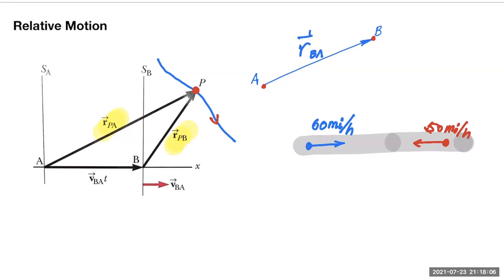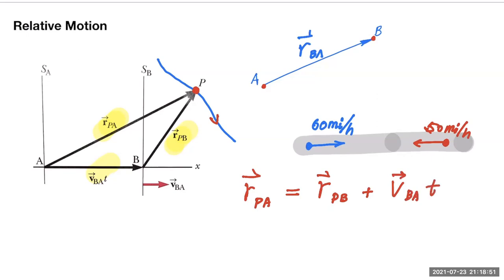So clearly, I now have a vector triangle, vector triangle APB. In this vector triangle, I know that R sub PA is the sum of R sub PB and the vector connecting A and B, which is V sub BA times t.